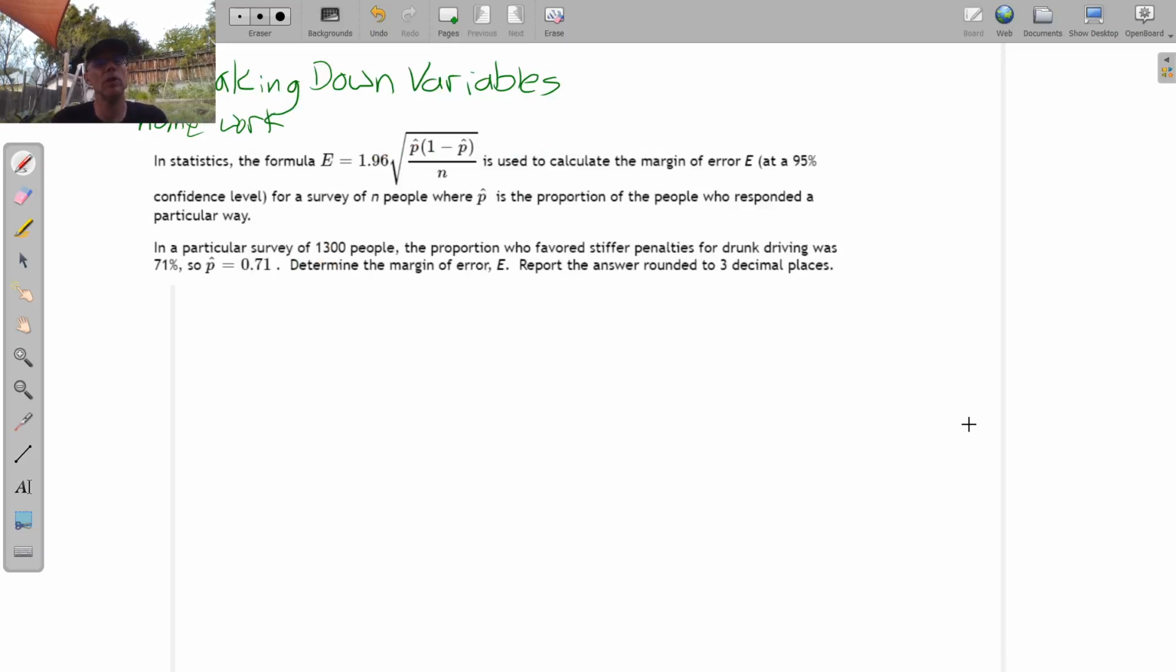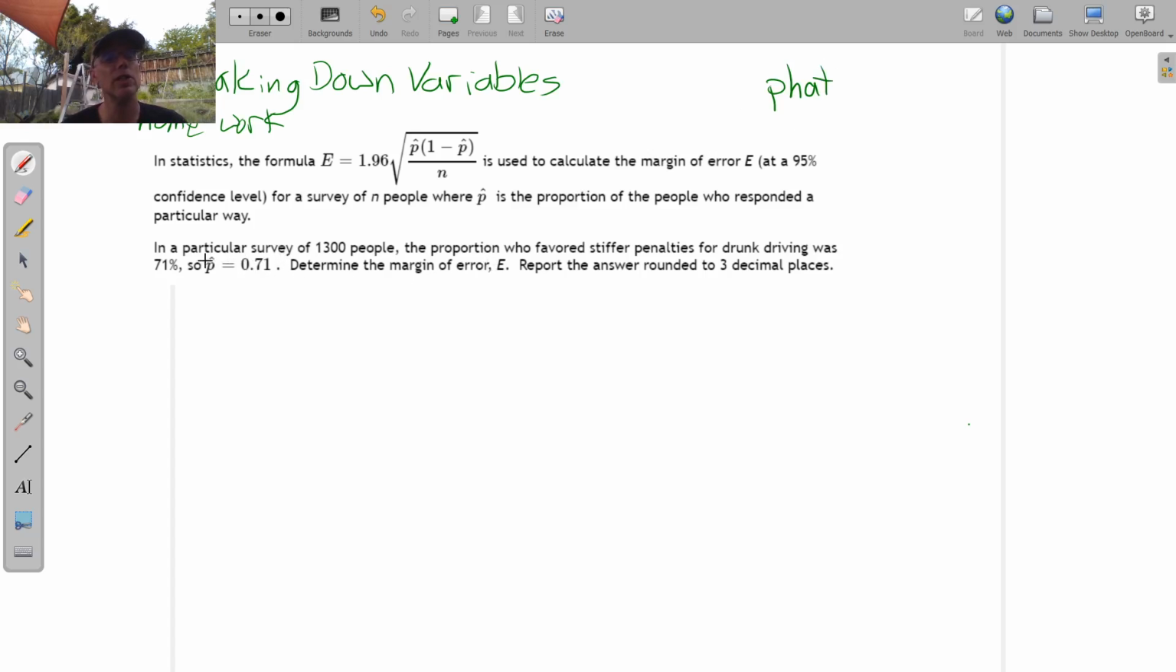Here we have a formula from statistics used to calculate a margin of error based on a survey of what percent of people think something or believe something. So the formula is listed over here. E is the margin of error, and then we have this multiple out front, and then a square root. Inside this, we have p with a hat times parentheses 1 minus p hat, over n. People just call it p hat, which is kind of cute because when you write down p hat, it looks like a misspelling of fat.